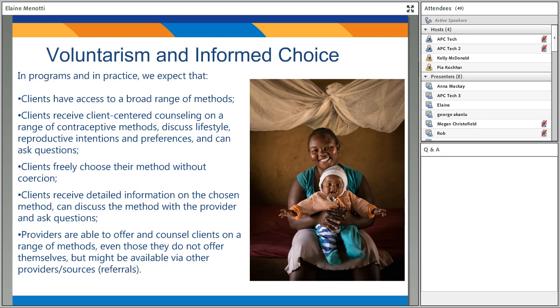And while each webinar will highlight a single method, in programs and in practice, we expect that clients have access to a broad range of methods, they receive client-centered counseling, they can freely choose their method, they receive detailed information on the chosen method, and that providers are able to offer and counsel clients on a range of methods.